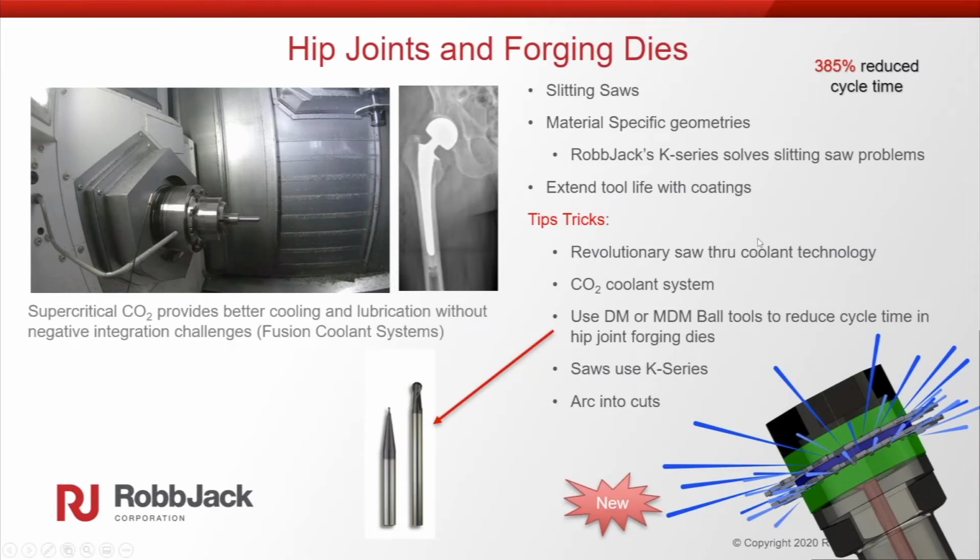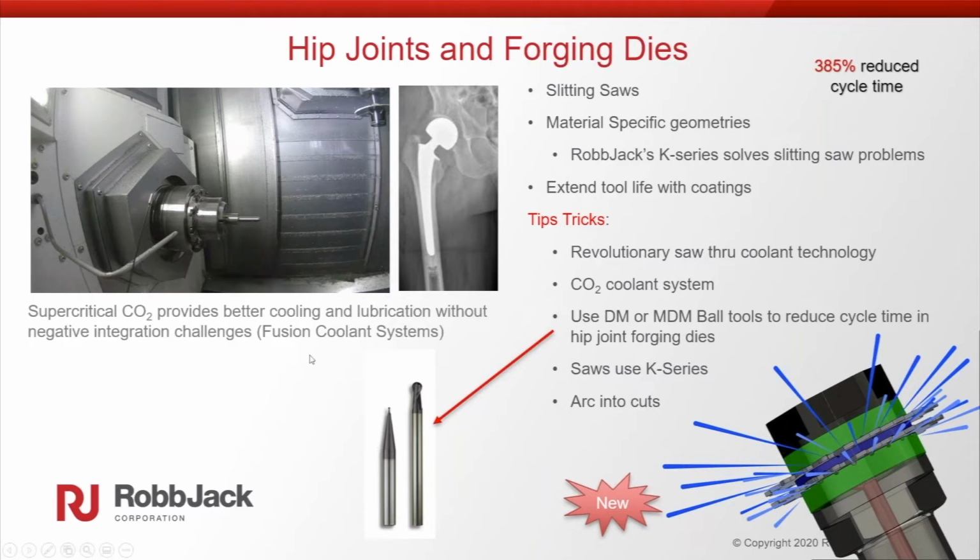Here's an example of like a hip joint, and on the hip joint we have a couple things. We have the machining of the hip joint, but then you also have the forging that goes on and the forging dies. So it kind of encompasses a lot of types of operations, that use slitting saws, that use end mills, that use all kinds of different configurations. So we've developed material specific geometries depending on what that hip joint is made out of.